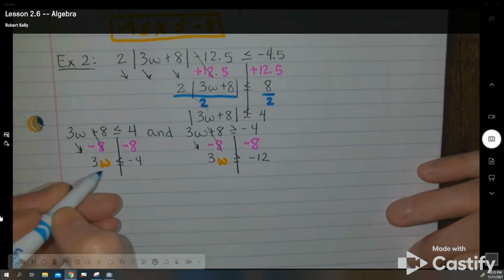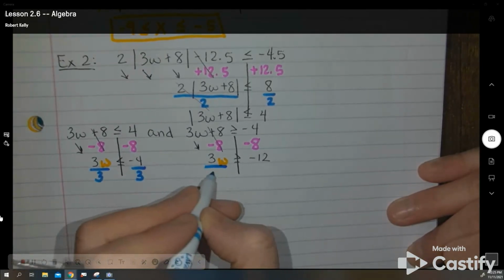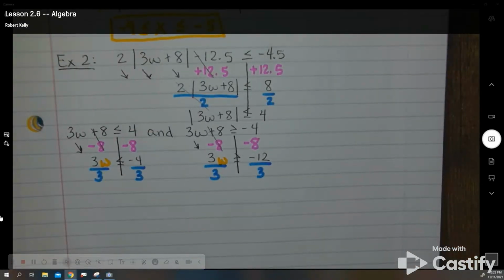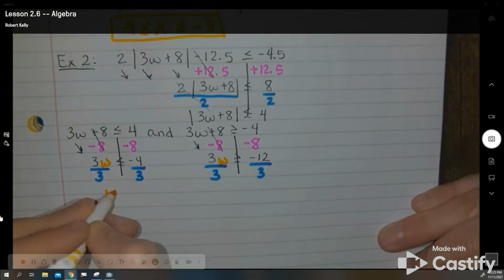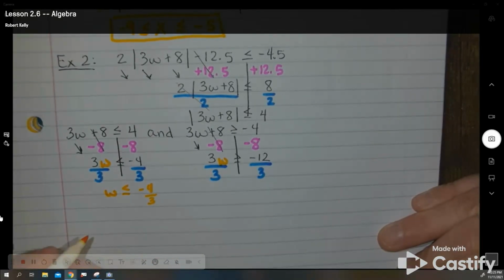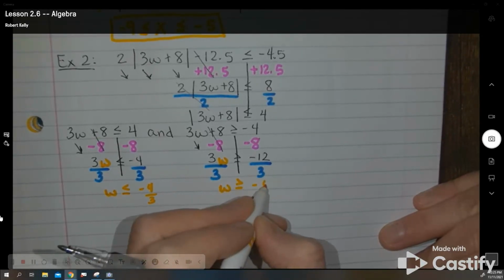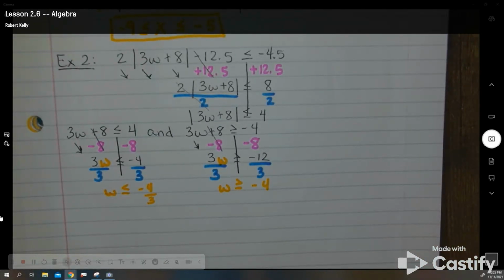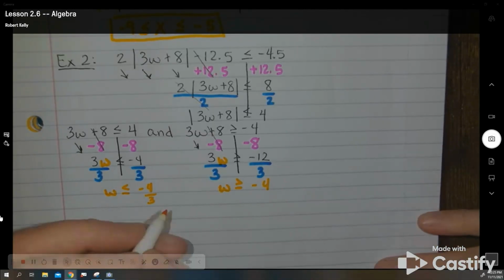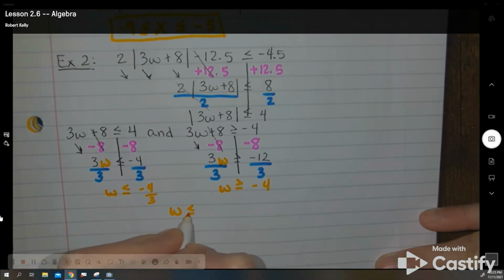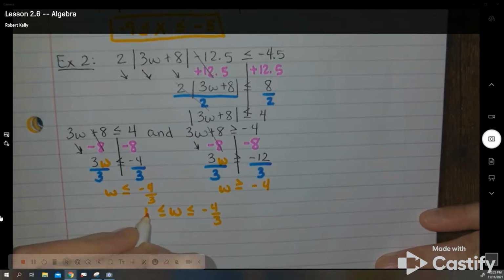Last step, we're going to divide both sides by 3. Now, notice we're dividing by a positive number here, so no sign flipping has to take place. So w is less than or equal to -4/3, leave it as a fraction. And w is greater than or equal to -12 divided by 3, which is -4. So again, if I want to put this into one compound inequality because it's an "and," I have w in the middle, and we know that w is less than or equal to -4/3, but greater than or equal to -4.